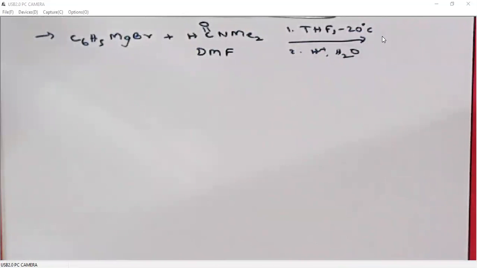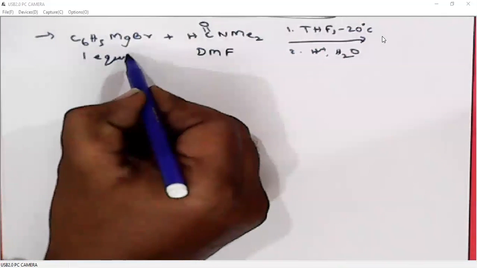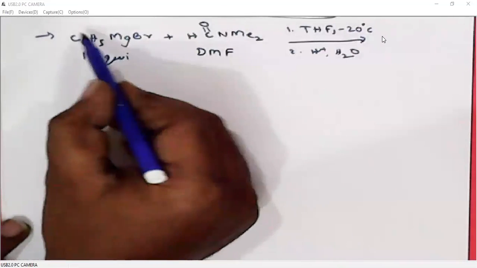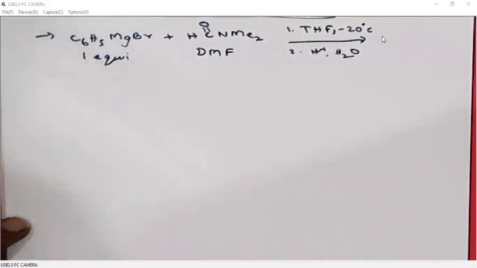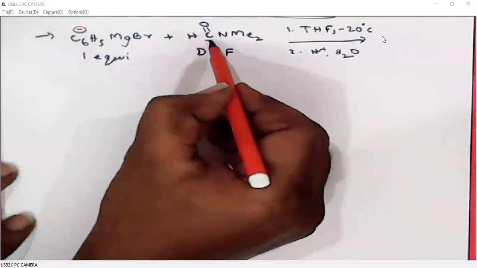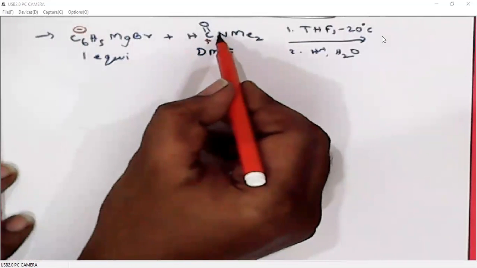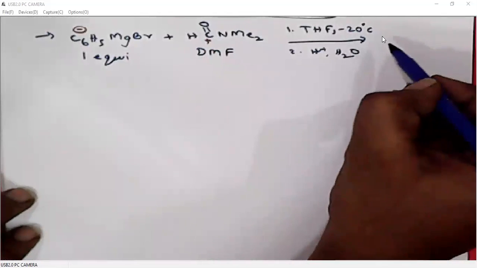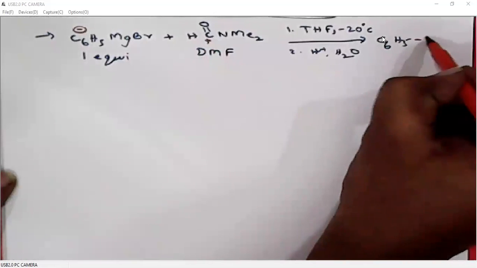When we use only one equivalent of Grignard reagent, one Grignard molecule, one alkyl anion, will attack an amide bond. Say for example this is CH3 minus and this is plus. When one equivalent of alkyl anion is attacking here, this N group will be leaving. So what we will get is, this is from Grignard reagent and this is from amide.